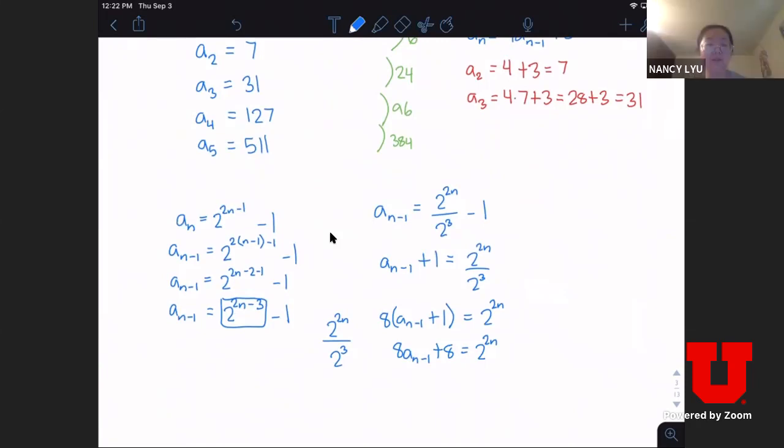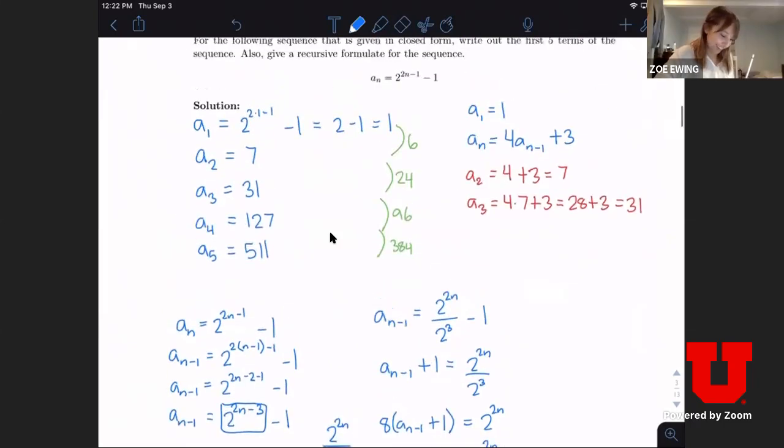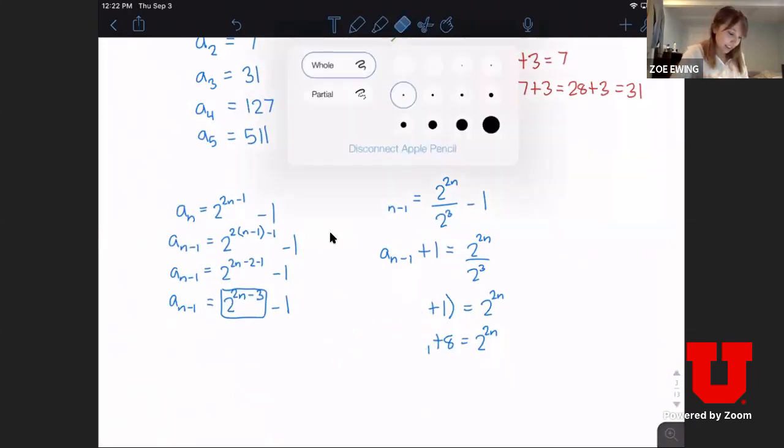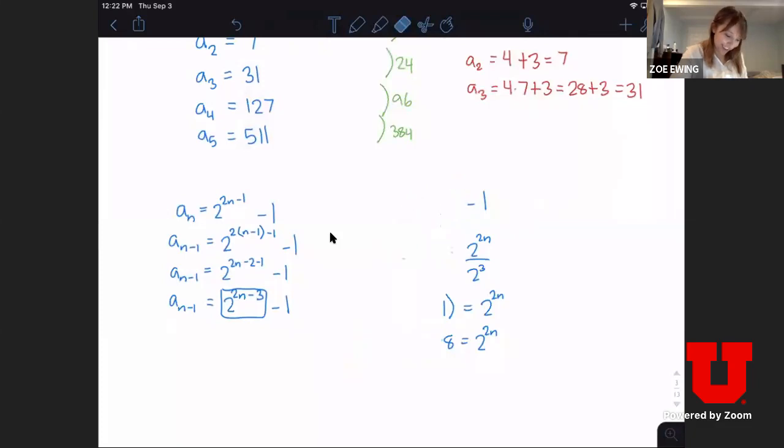I think you can pull out the, I'm like, we're so close. I think instead of taking out 2 to the 3, you can take out 2 to the 2, and then it's just 2 to the 2n minus 1, which matches the a_n. Yes, thank you. Sorry about that. So these ones definitely take practice.